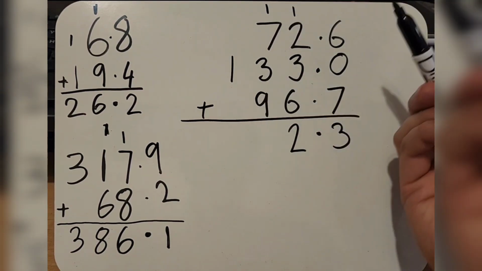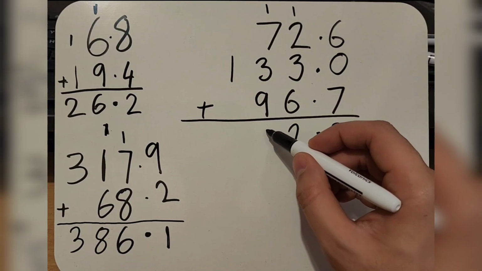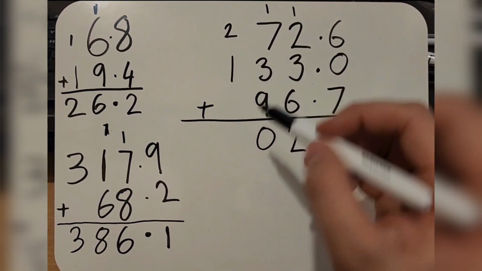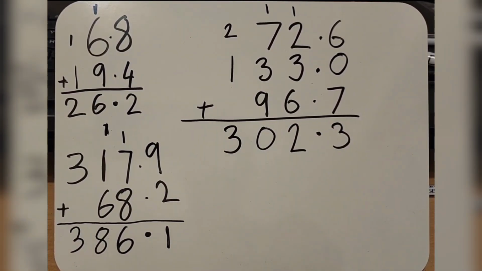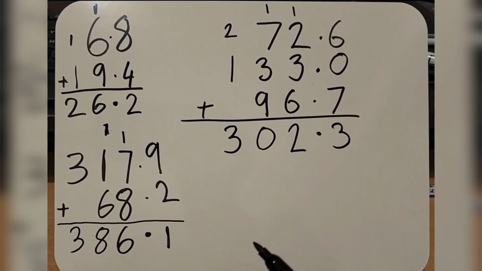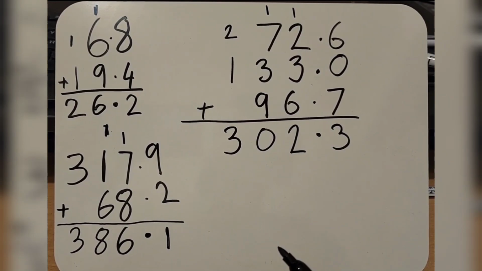1 and 9 is 10. 7 and 3 makes another 10. So altogether is 20. So 0 here. Carry the 2. 2 and 1 is going to give us 3. So our answer would be 302. Well done if you managed to get them before I showed you.